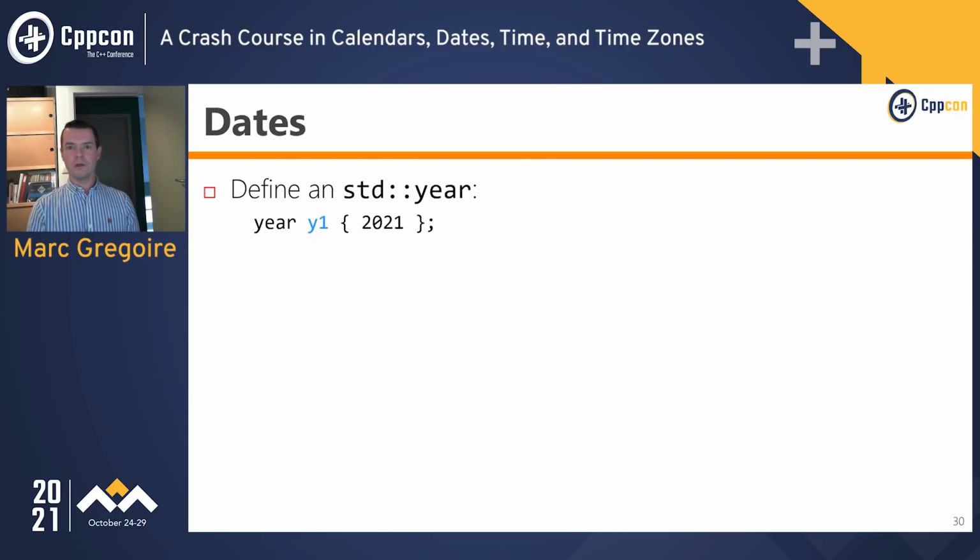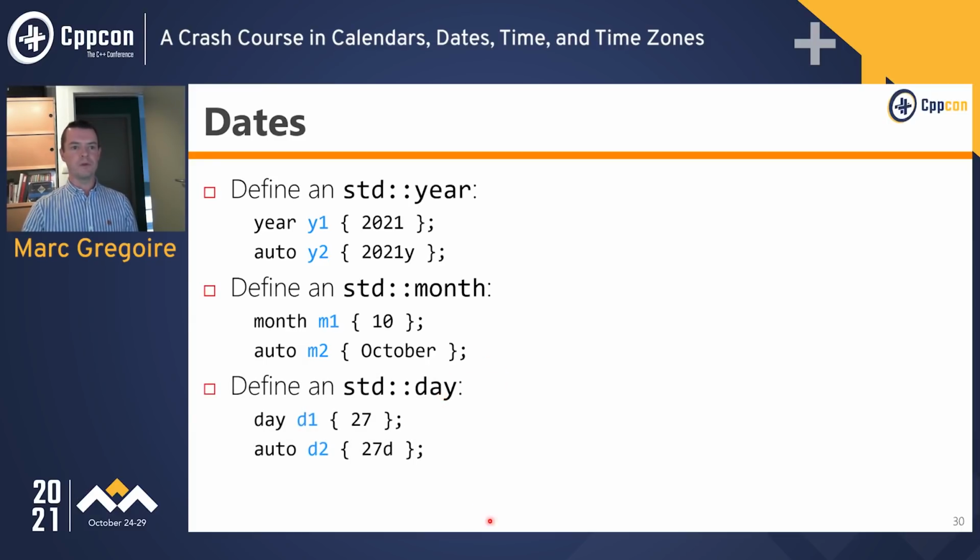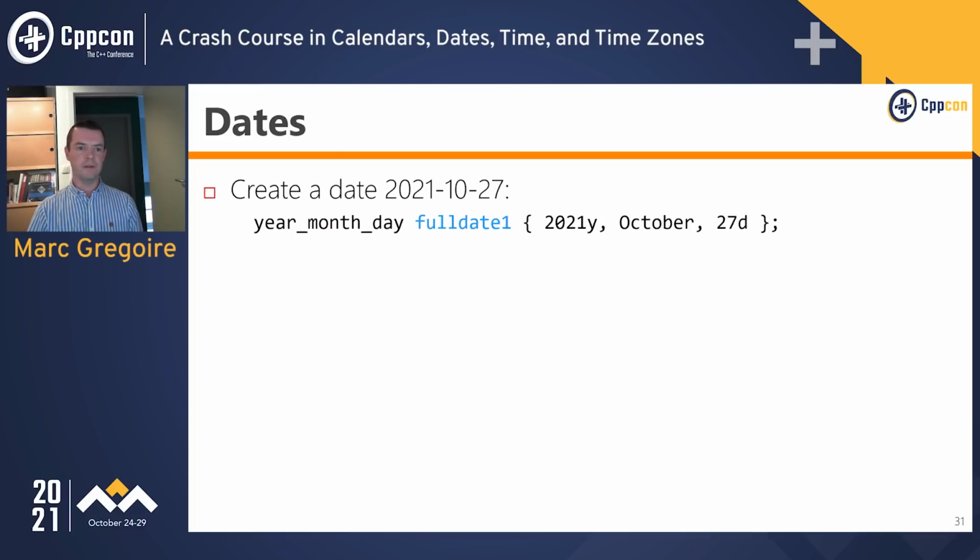So you can construct a specific year, 2021, using two ways. You can either just use a simple constructor call, or you can use a standard user-defined literal y as follows. You can construct a month, again, in two ways. You can call a simple constructor or use one of the predefined months that are available in the standard. Finally, you can construct a day, again, with a constructor or with a standard user-defined literal d, as in this last line of code.